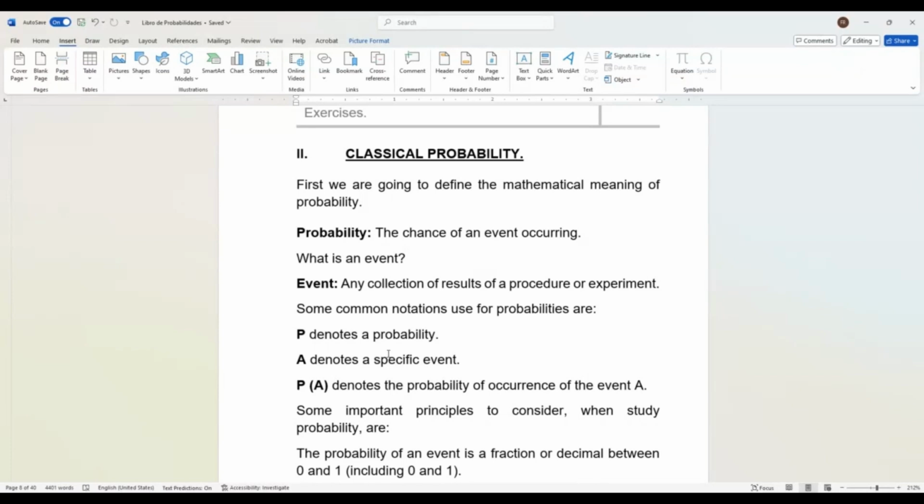Probability is the chance of an event occurring. What is an event? An event is any collection or result of a procedure or experiment. This is what an event is: a collection of results of a procedure or experiment.